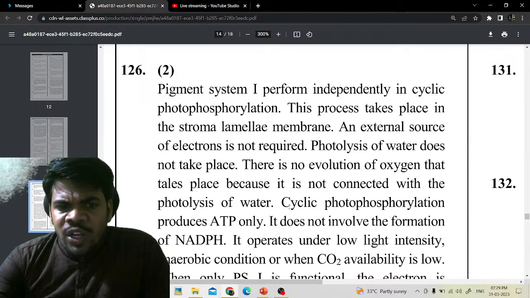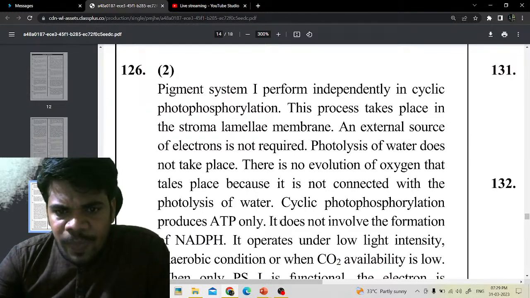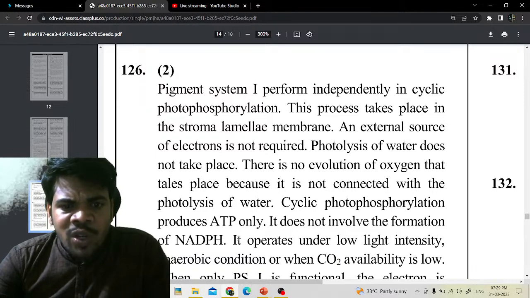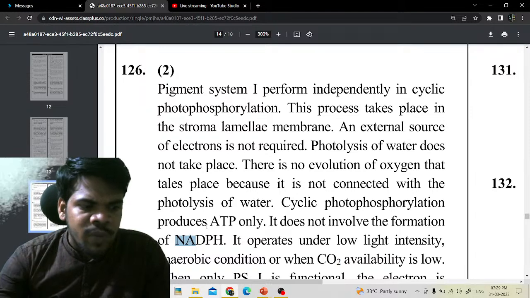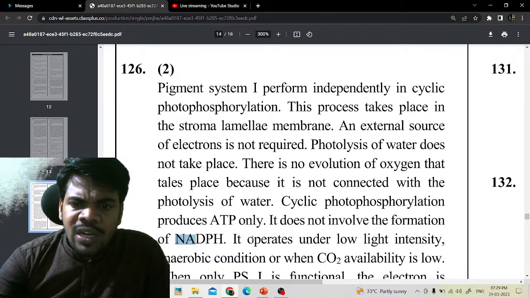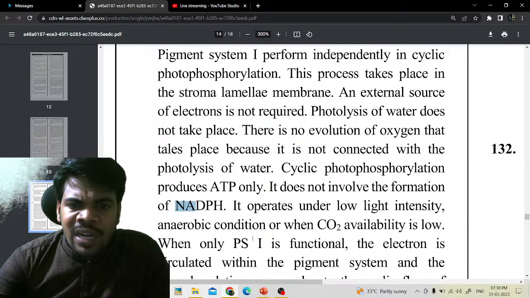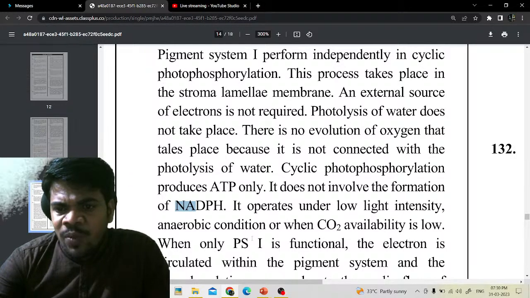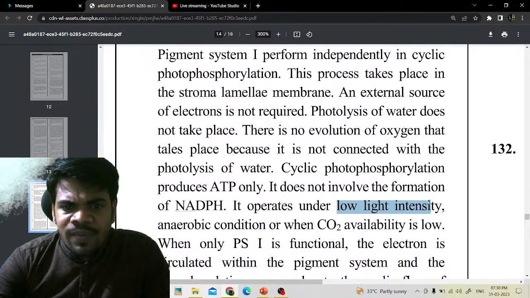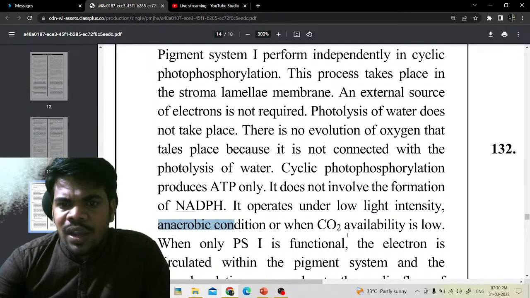Cyclic photophosphorylation produces ATP only. It does not involve the formation of NADPH. So in this phosphorylation, NADPH is not formed. It operates under low light intensity, anaerobic condition, or when CO2 availability is low. So these are the conditions: low light intensity, anaerobic condition, and low CO2 availability.